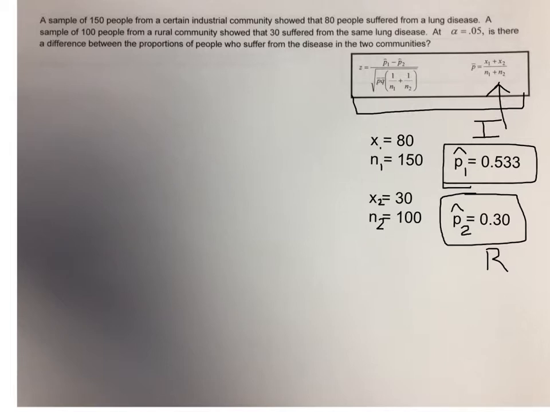So let's go ahead and set up the null and the alternative hypothesis. Think about how we did it for the mean. Go ahead and do that, and then we'll come back and talk about what this P bar means.